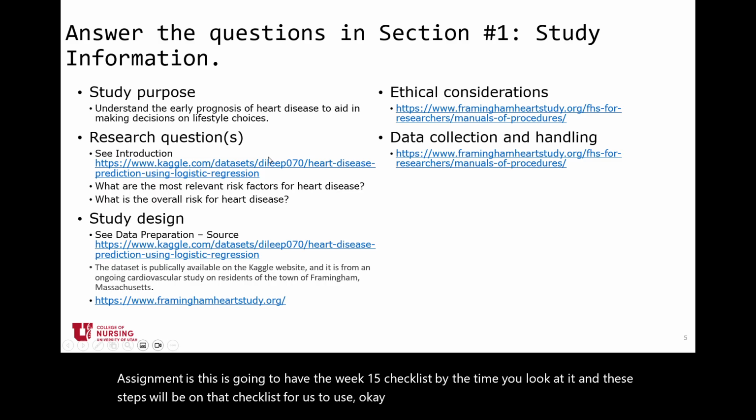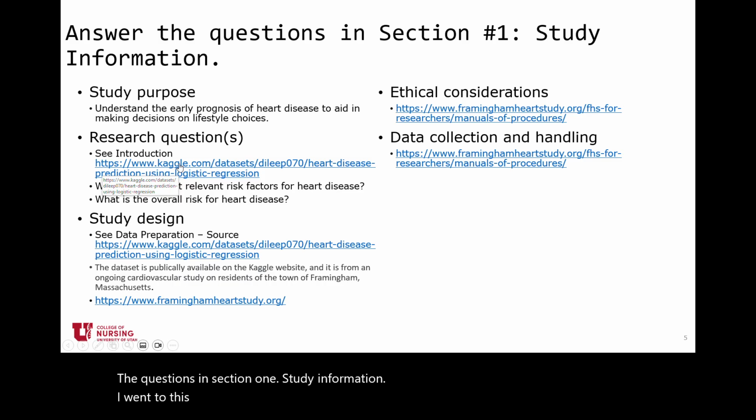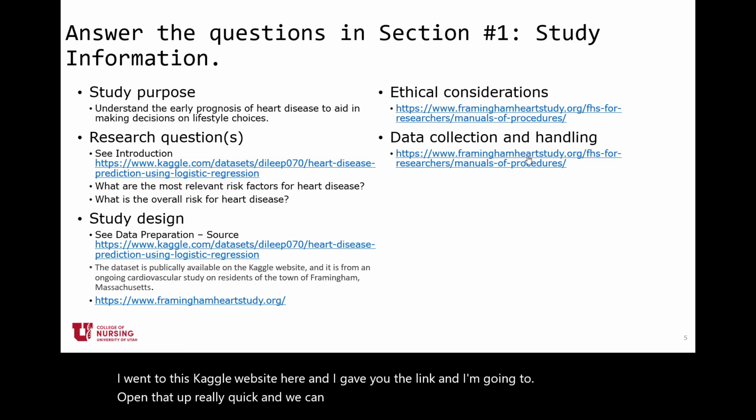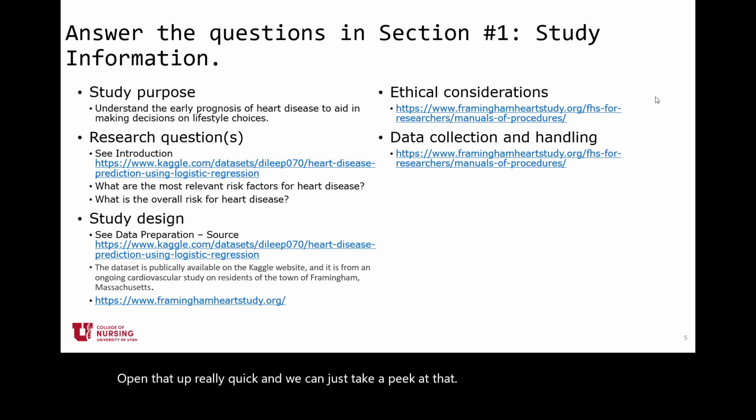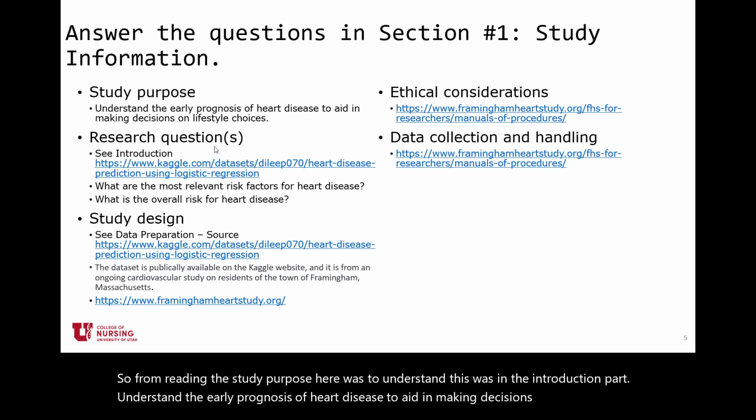Okay, so we're going to answer the questions in section 1, study information. So I went to this Kaggle website here, and I gave you the link, and I'm going to open that up really quick, and we can just take a peek at that. So from reading, the study purpose here was to understand, this was in the introduction part, the early prognosis of heart disease to aid in making decisions on lifestyle choices.